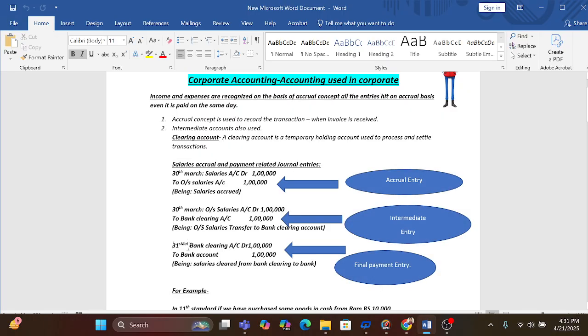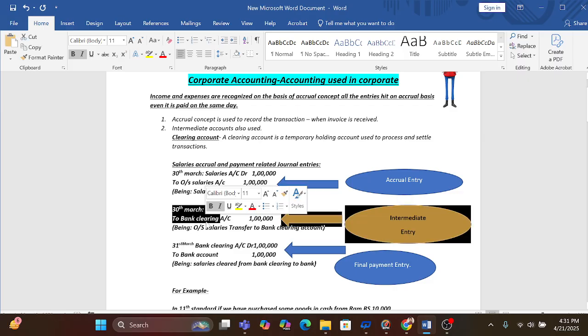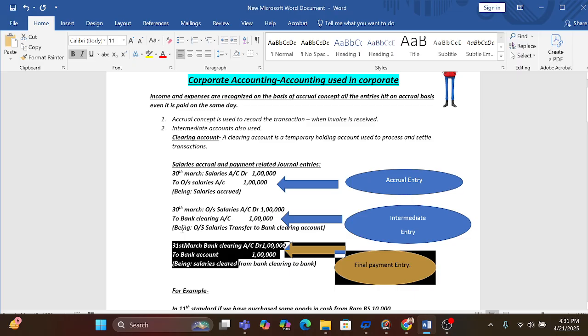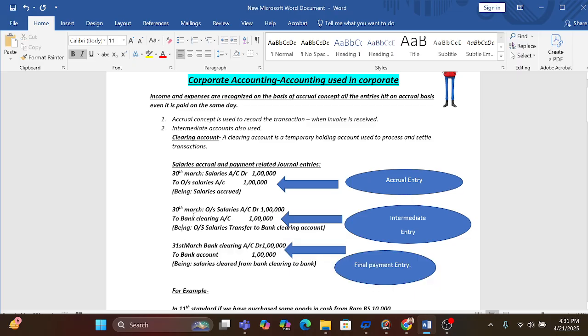I want the amount to be credited in my employees' accounts on 31st of March. In that case, I will accrue the amount in my books of account and then clear it by bank clearing account. So the first entry is related to the salaries.